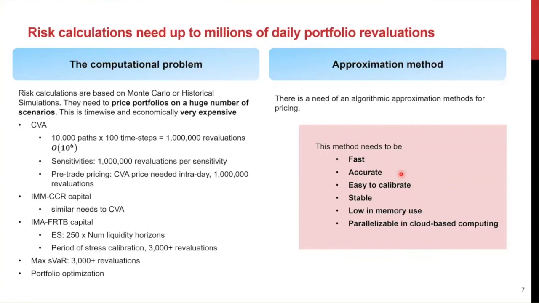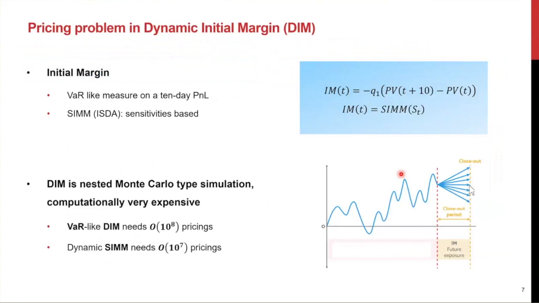Now, in particular, the calculation that we're interested in is dynamic initial margin. So what are the computational requirements for dynamic initial margin? First of all, initial margin. There are many definitions of initial margin. It's a quantity that has become quite relevant with collateralization. We're going to be focusing on two of these definitions. One of them is a VaR-like measure. Basically, it's a quantile that you compute on a distribution of P&Ls. The other one is the one proposed by ISDA a few years ago that we call SIMM.